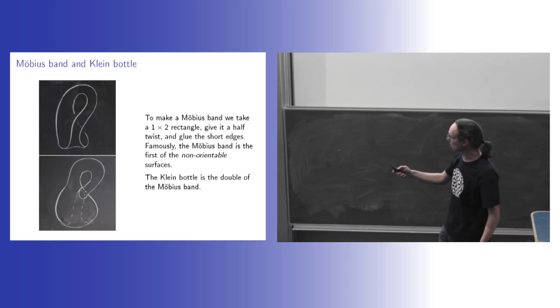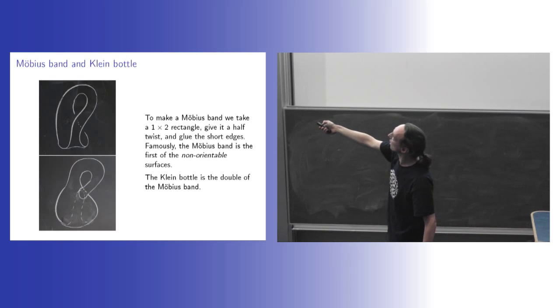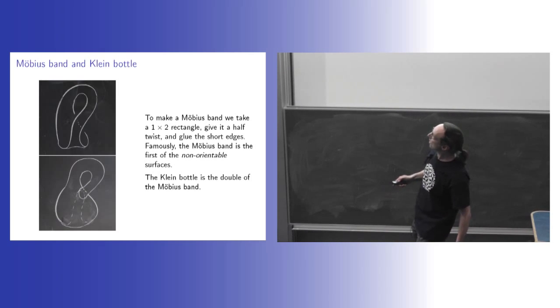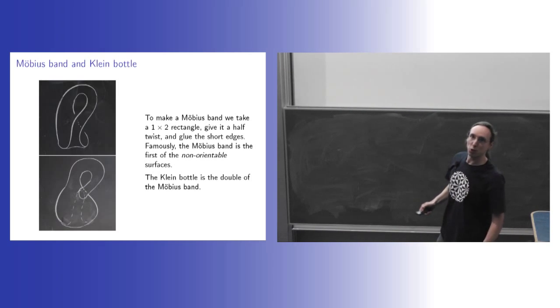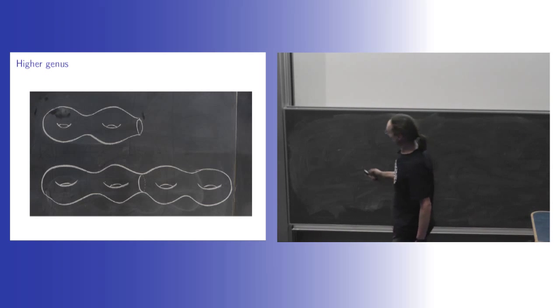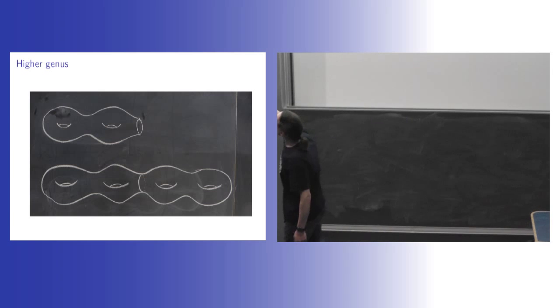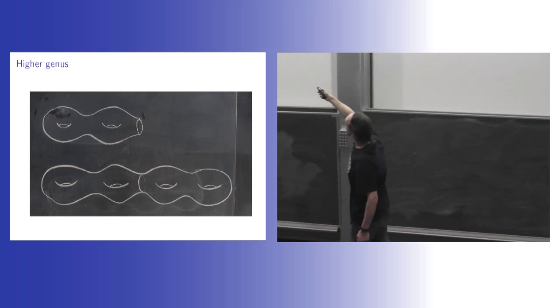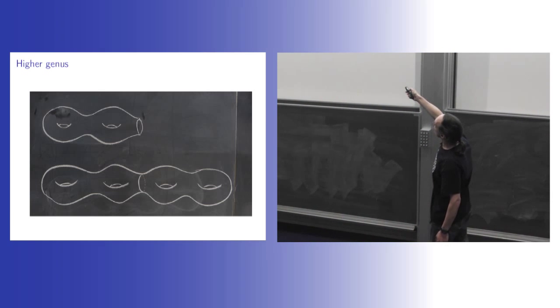So this is a theorem in topology, but suffice to say, if you take a Möbius band and double it, you get the Klein bottle. So let me just throw a bone to higher genus. Here's a surface of genus 2 with 1 boundary component.